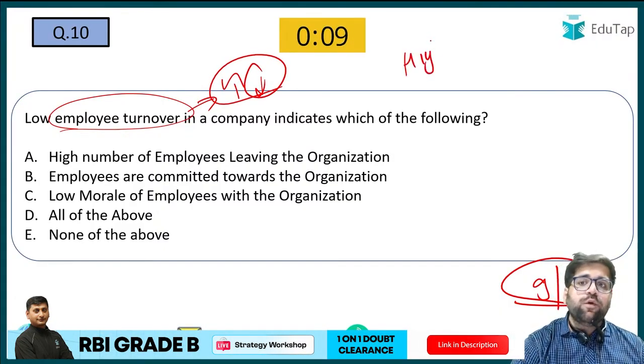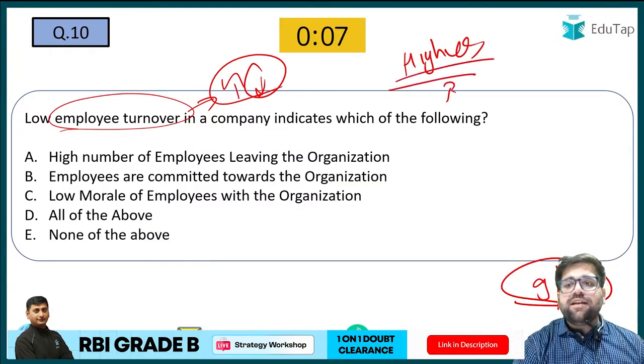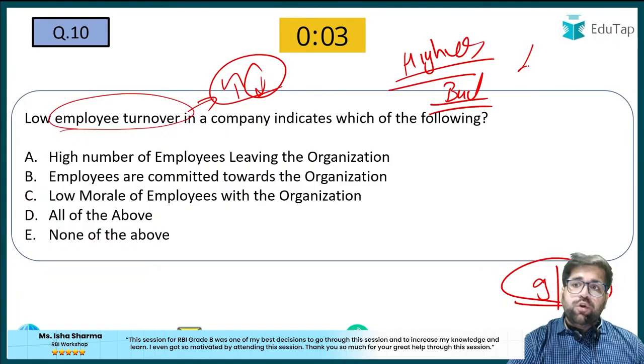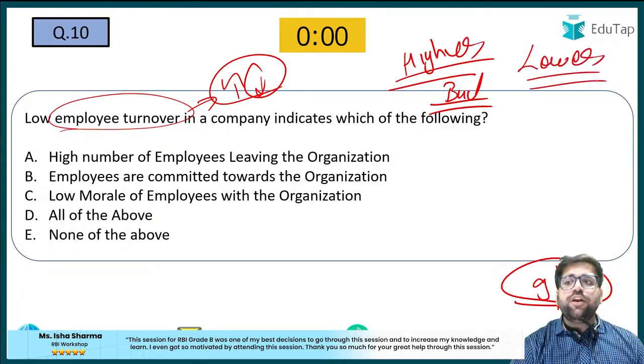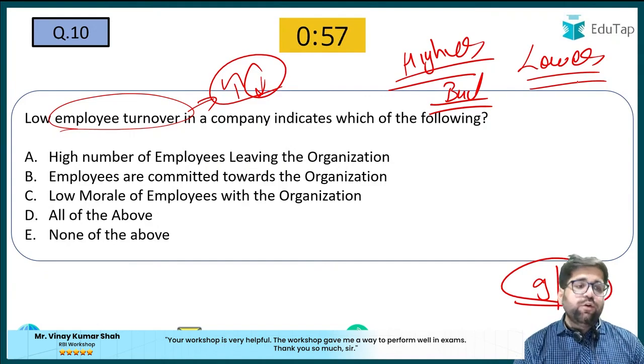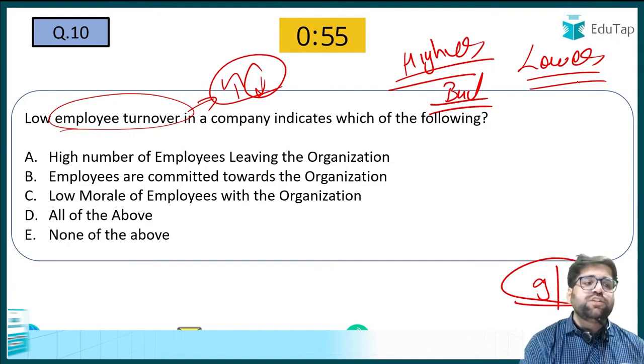The higher the employee turnover, the worse it is for the company, because many people are leaving the company. It means that lower employee turnover means that people are being retained in your organization. So it's really very good to see. That's why the answer to this particular question will be B.